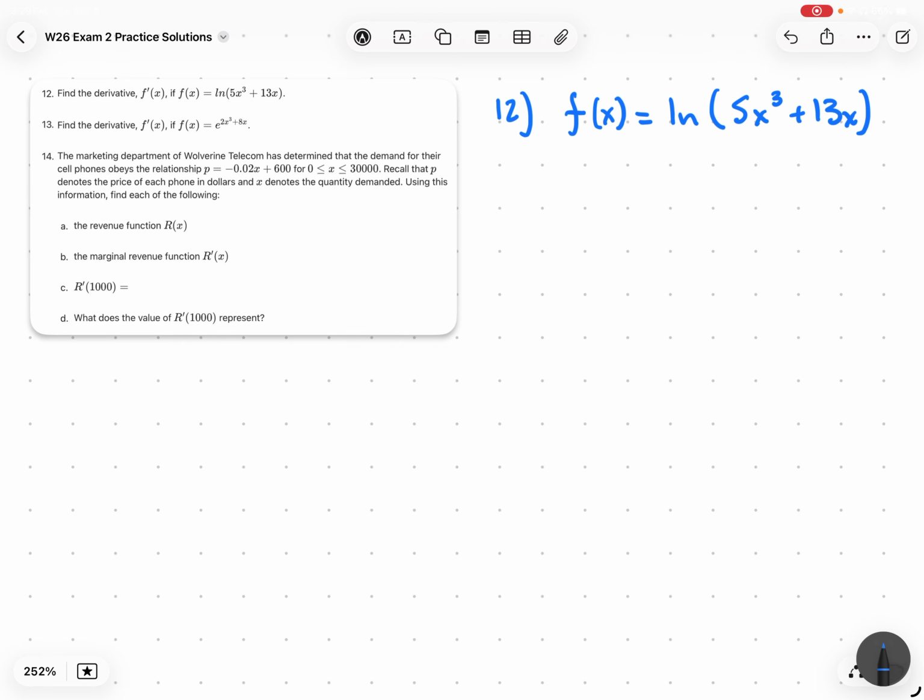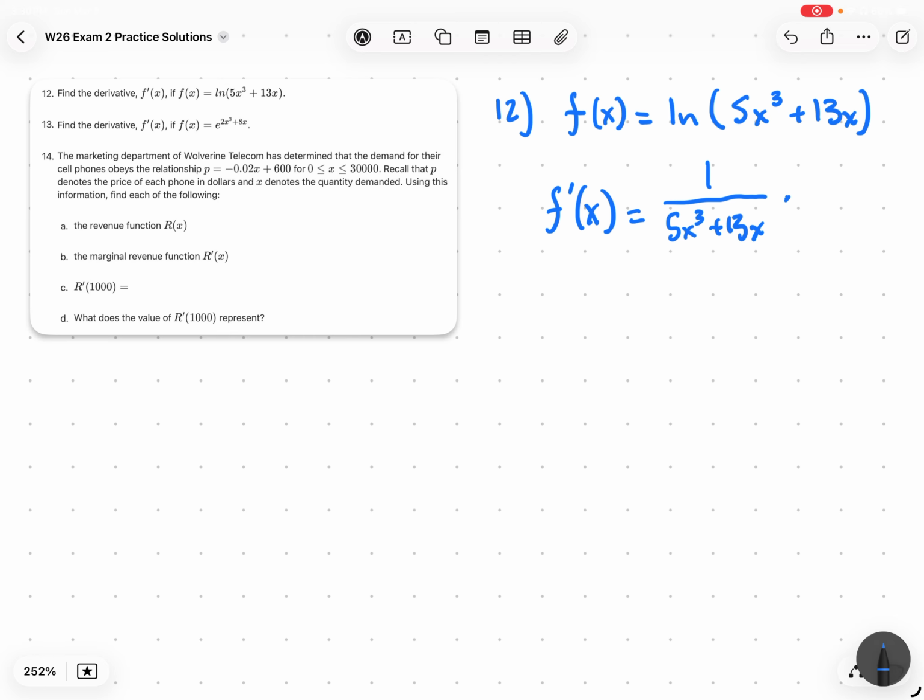So we really have to follow the chain rule, which basically means we do our derivative rule first for the natural log, which is going to be 1 over that stuff in the parentheses. Sometimes I call that the original. So 1 over the original, which is 5x cubed plus 13x. Lots of students put 1 over and then immediately do the derivative. Do not do that. Always write the original first.